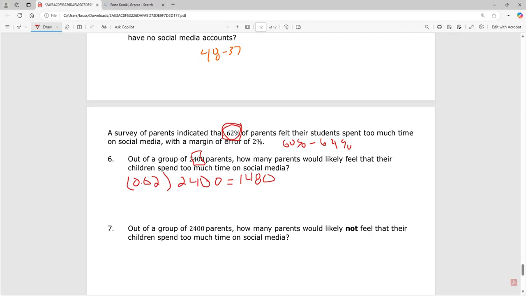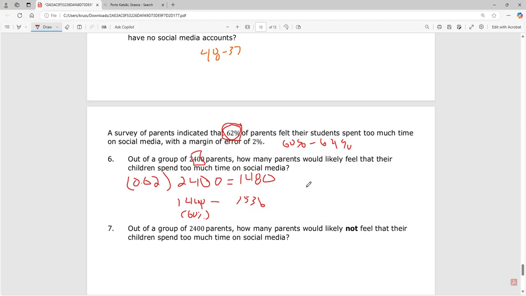The low end, we already calculated as 0.6 times 2,400. The low end of that would be 1,440. The high end is off of 60%, so 0.64 of 2,400. So that's 1,536. And 1,488 is right smack dab in the middle.